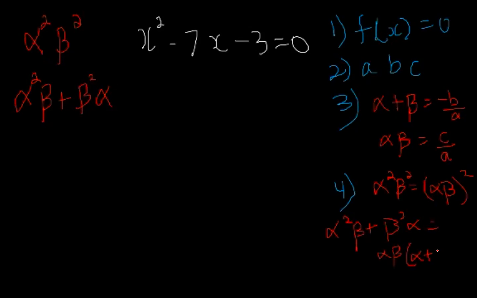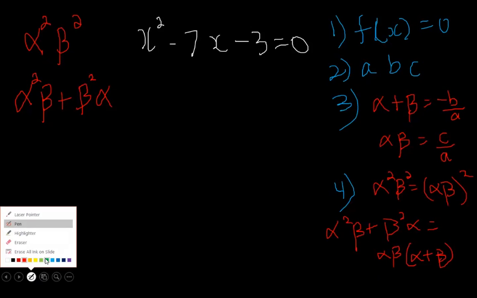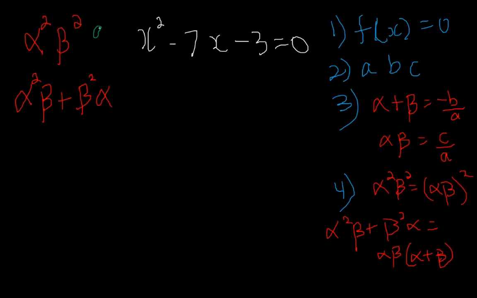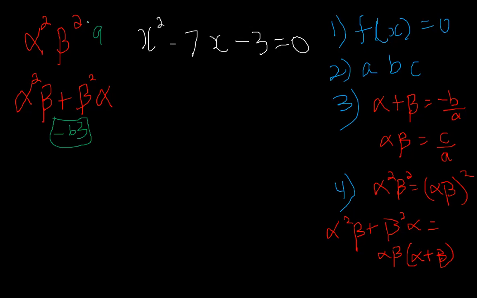So I got alpha squared beta squared as 9 and alpha squared beta plus beta squared alpha as negative 63. Anybody else got these answers? Yeah, I got that as well. Anybody didn't get that? If you don't want to talk, just message me privately. No? Yes? No? All right, let's go through this.